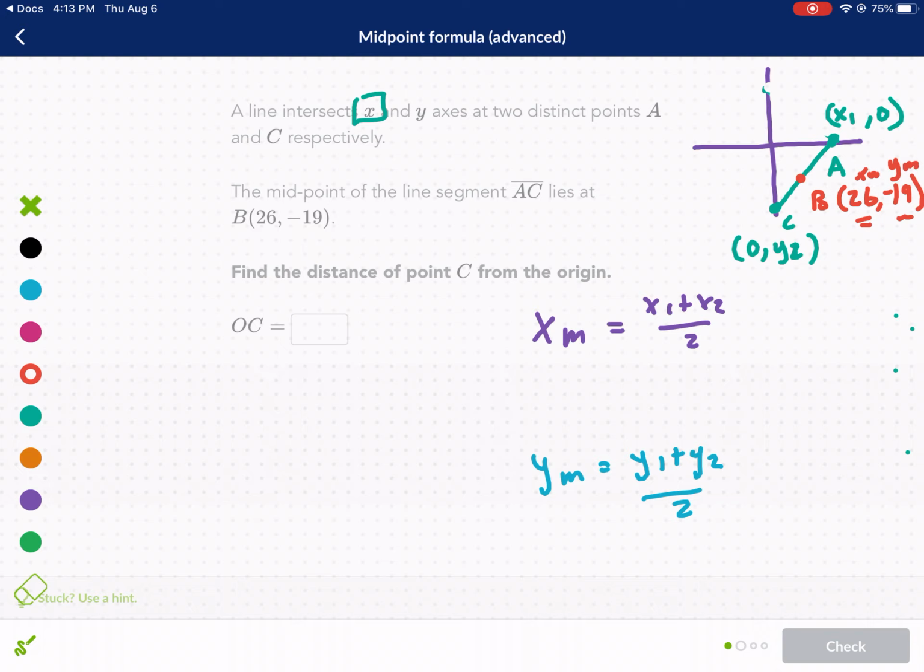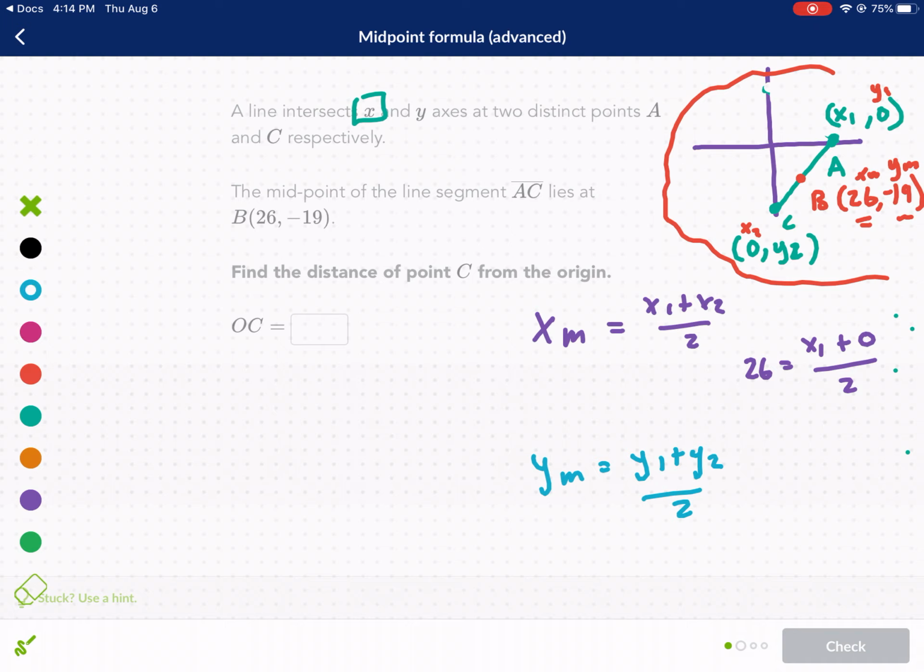All right, now let's plug in what we know. Let's plug in what we know about xM first. So xM we know is 26, equals x1, we don't know what that is, plus x2, which we know is 0, divided by 2. We just plugged in everything we knew and everything that we labeled above. Keep in mind this is x2, and this is y1. And then we have xM and yM, which we've already labeled.